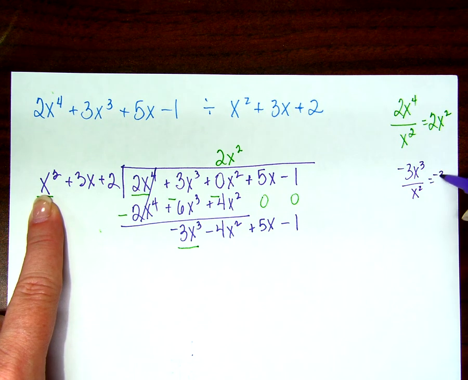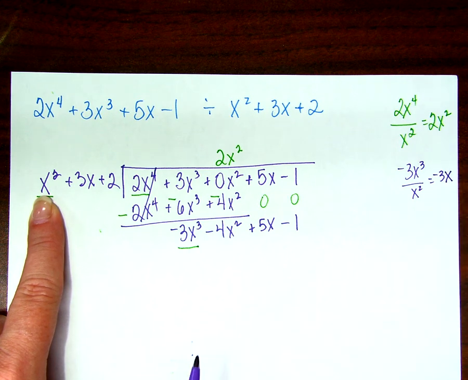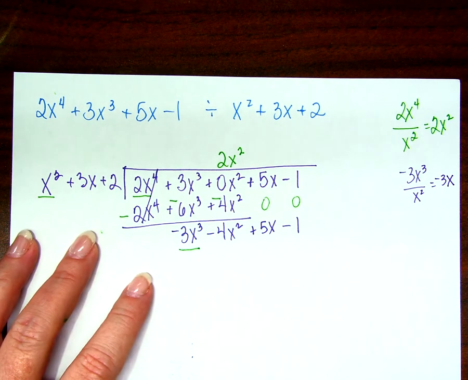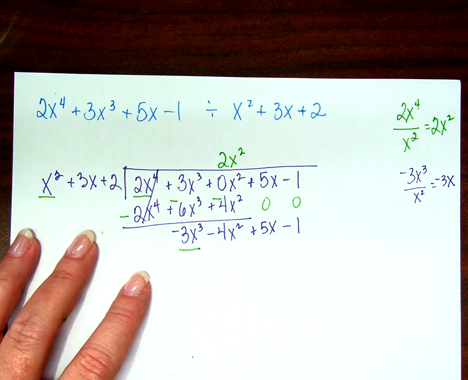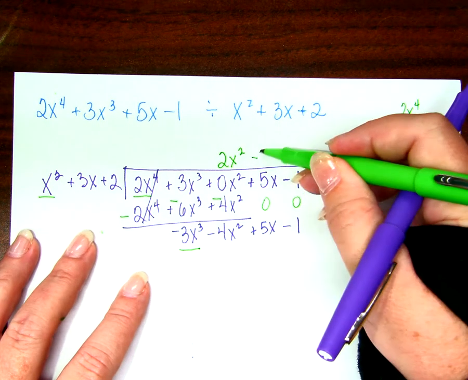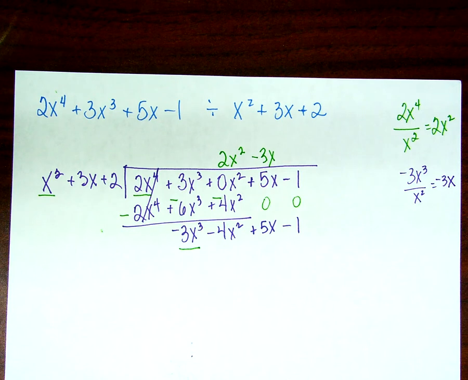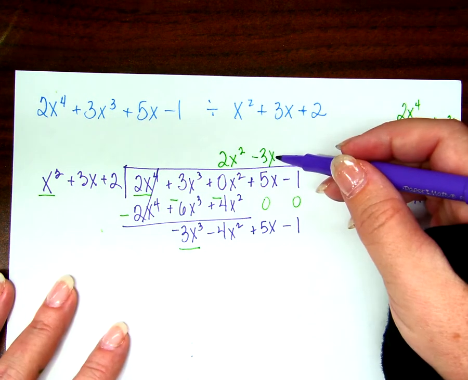What do I do with like bases when I'm dividing like bases? What do I do with the exponents? Subtract. So negative 3x. Yeah, that's right. Where does it go? Where do I put negative 3x? Over the term that it's like, so I put it over the 5x. Okay?